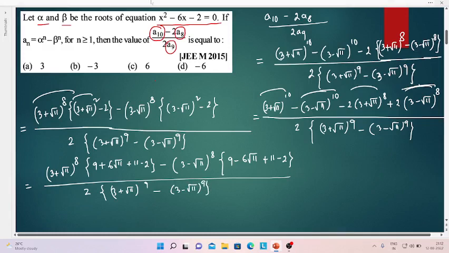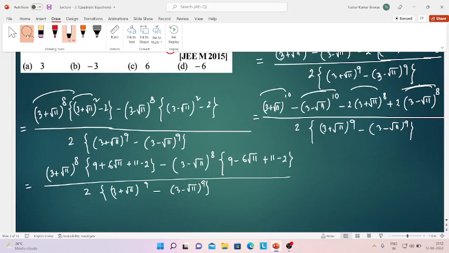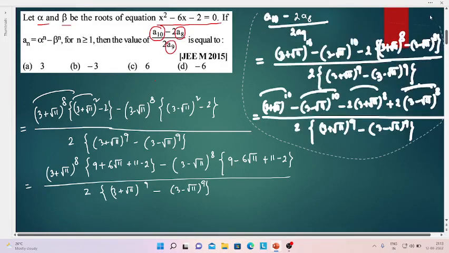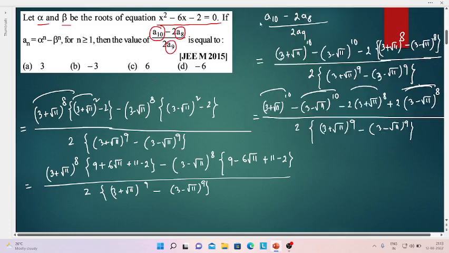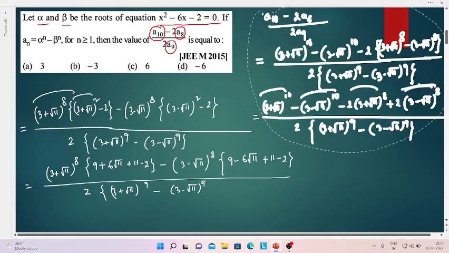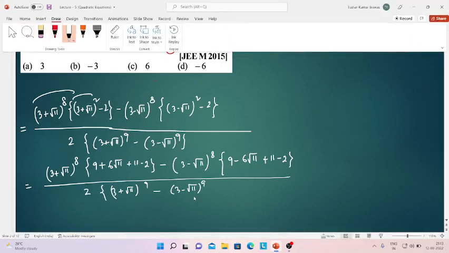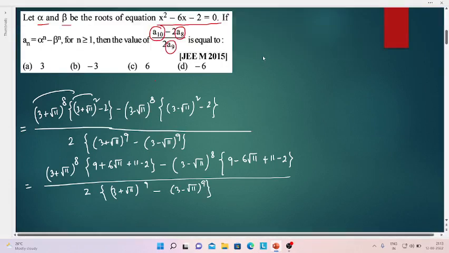So let me erase that part so that I have more space. Yeah, so let me erase that part. Wait a second, please. Yeah, right. So this we'll have.